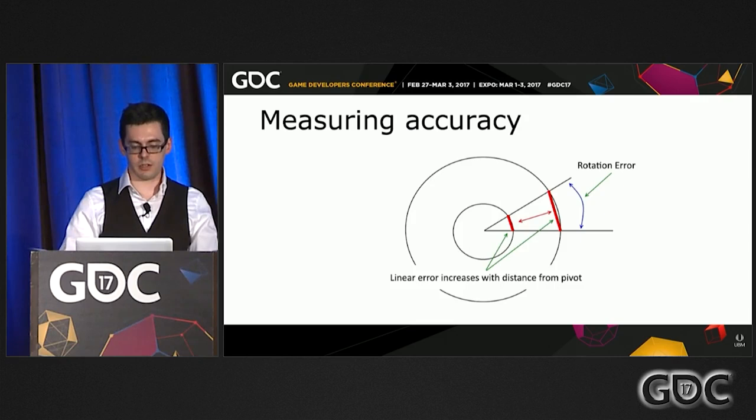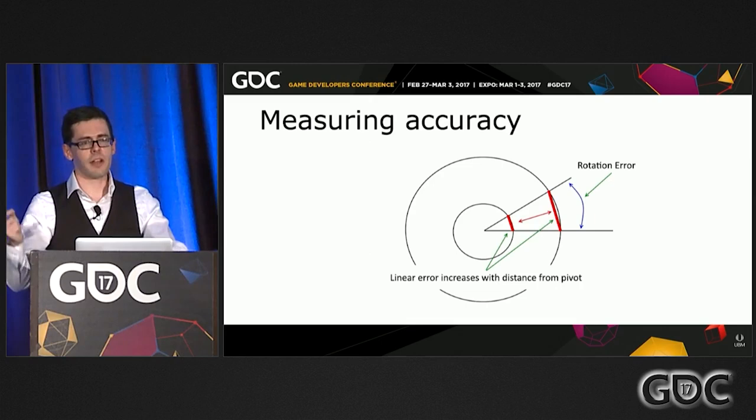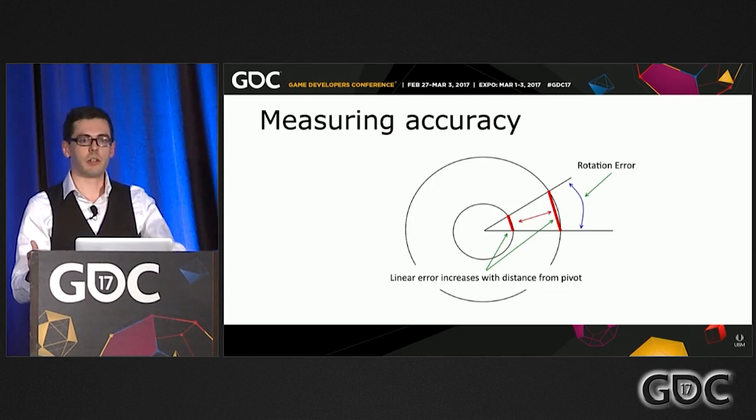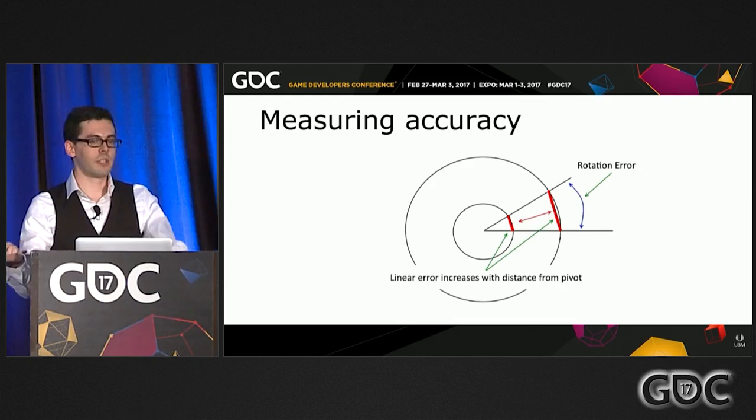Suppose I have a bone with some rotational error. If I have a vertex that's skinned on that bone and it's very close to the bone, the linear displacement as a result, in red here, from that rotational error is going to be fairly small. But if my vertex is much further away with the same rotational error, all of a sudden my linear displacement is much larger. So of course it's a very important property, and we need to take it into account in our error metric function.